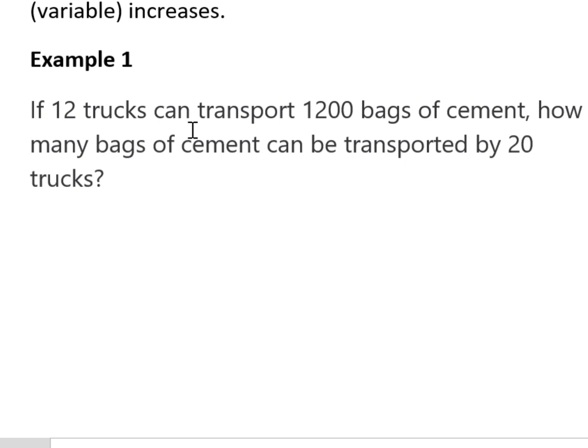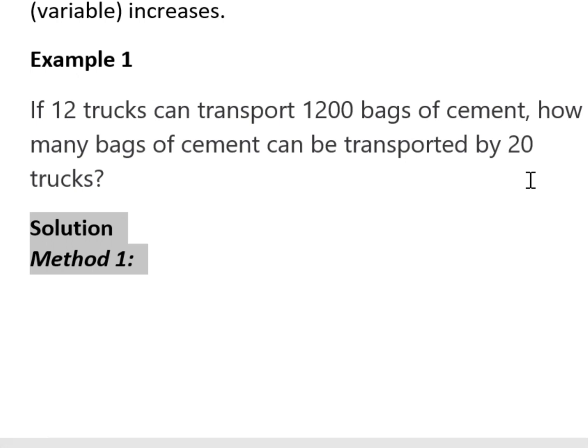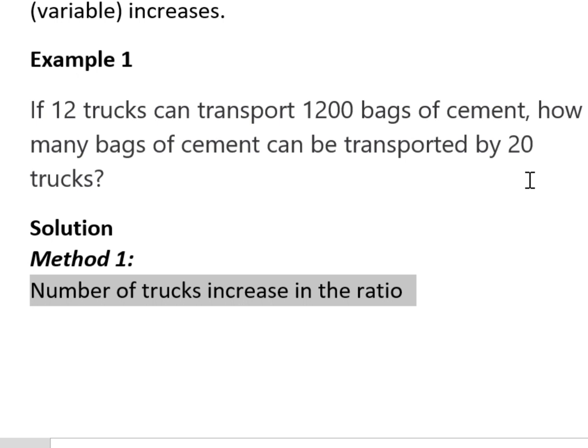Now, if you consider the two quantities we have here, which are the number of trucks and the number of bags of cement we carry, we realize trucks are the ones that have been given in two instances. We have 12 trucks here and 20. So we use them to form a ratio. If you consider the original number of trucks we are given, which is 12, and the current one, which is 20, it's like the number of trucks have increased. So we shall say the number of trucks have increased in the ratio.